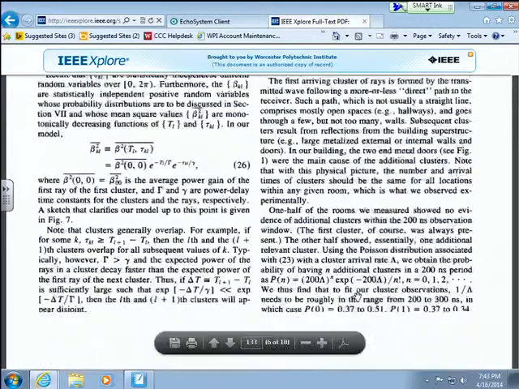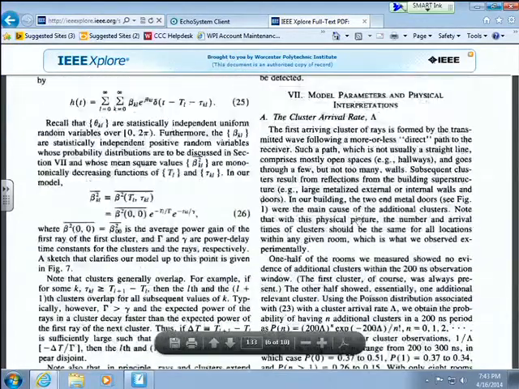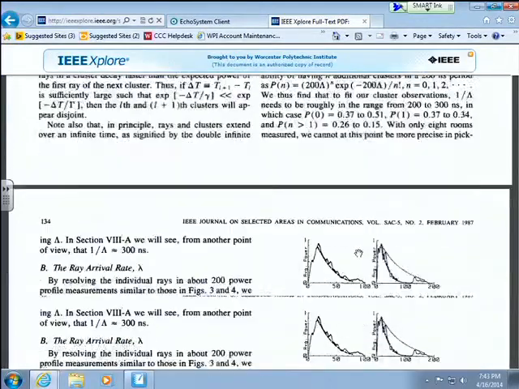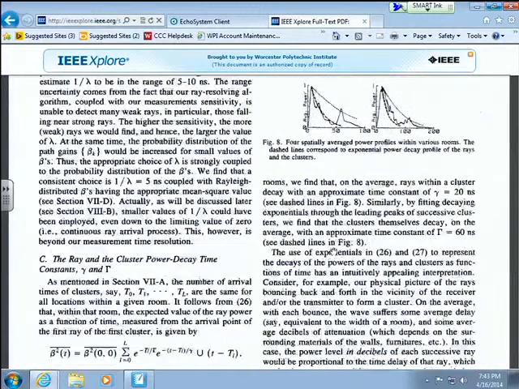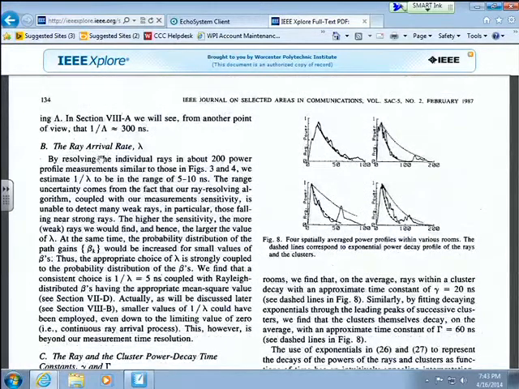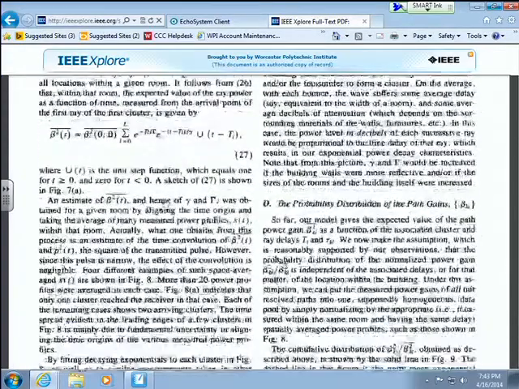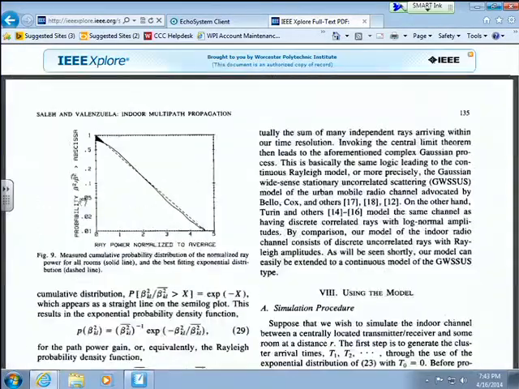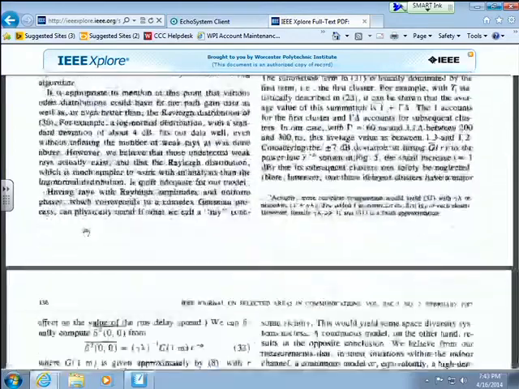So then they go on, they talk about the model of the environment, and then here's some more measurements. They talk about the rate of arrival. So this is actually pretty cool, because what they did is they basically broke down every part of their model and described, this is what this means. This is how we observed it. This is how it's modeled. And it's pretty nice. And then they compared, and it goes on.